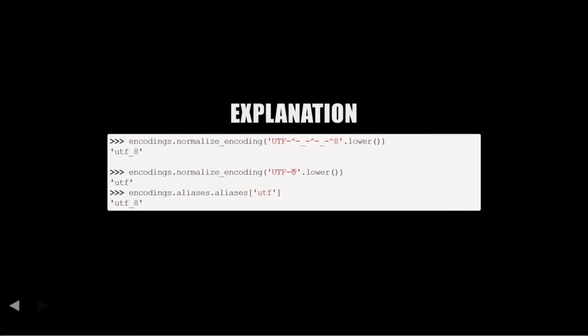encodings.aliases.aliases dictionary. So if we take our UTF snowman encoding, first it's normalized to a lowercase UTF snowman, then normalizeEncoding strips off the non-word characters, and so we get UTF, and then finally, UTF is resolved as an alias to UTF-8. And then it uses UTF-8.